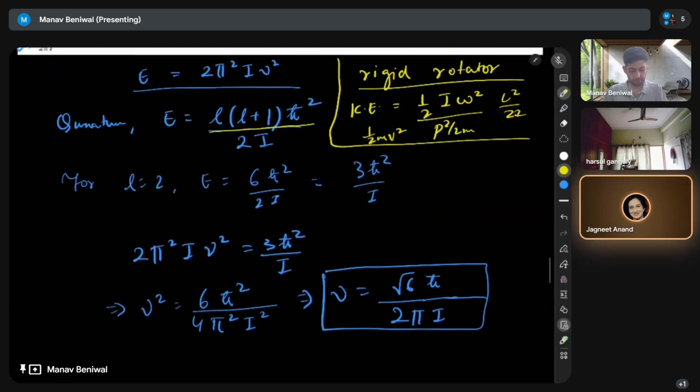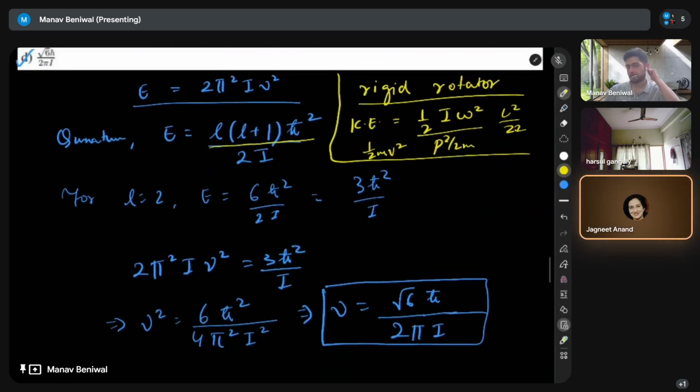Where are we considering the diatomic molecule? Yeah, only in the refrigerator?